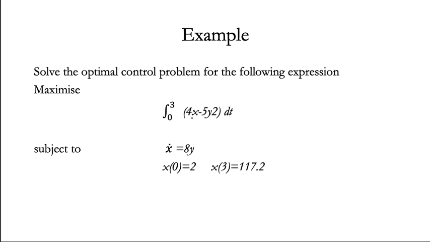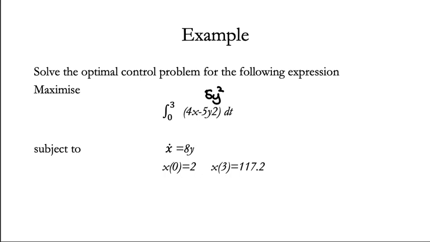Let's say maximize 4x minus 5y squared. This one should be 5y squared, not 5y times 2, and then dt. So you integrate, maximize from 0 to 3, subject to x dot equals 8y, and a boundary condition here: initial point 0, x must be 2, ending point is 3, x must be 117.2. So the time is from 0 to 3.